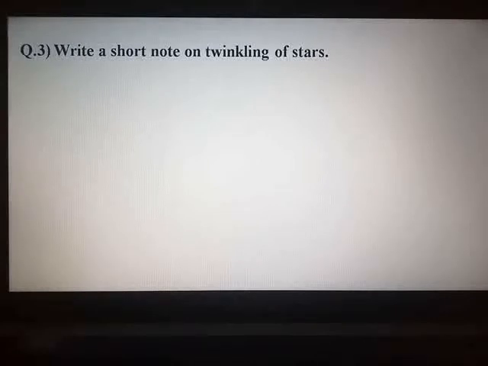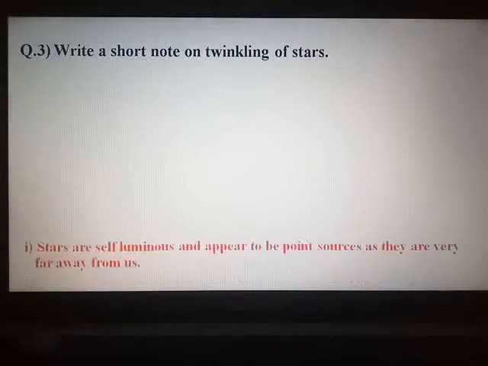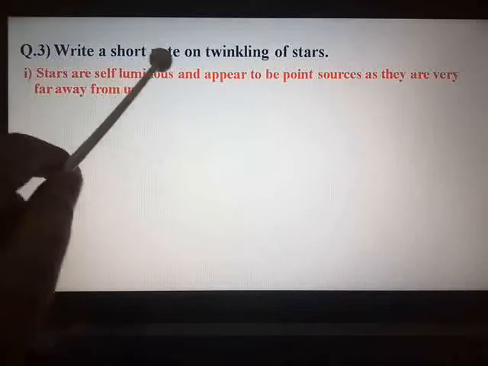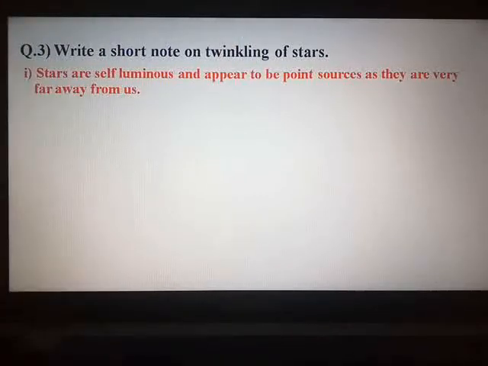Stars appear to be twinkling in the sky. So for this give reason also you will give the same answer. Mark carefully on page number 76, point number 1. Question is write a short note on twinkling of stars or give reason for stars appear to be twinkling in the sky. Point number 1, page number 76. You can see above the diagram you have the paragraph about stars. Above diagram 6.6 and 6.7, the paragraph above it starts your first point.